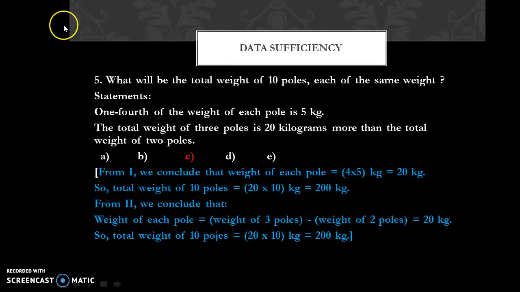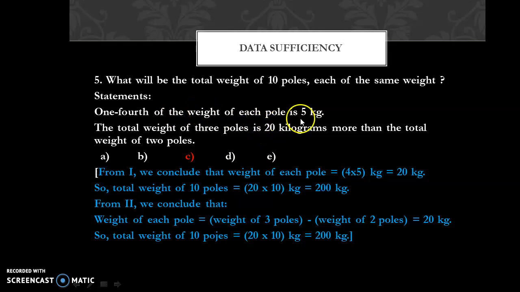The next question. What will be the total weight of 10 poles, each of the same weight? Two statements are given. First statement: 1/4 of the weight of each pole is 5 kg. Second statement: total weight of 3 poles is 20 kilograms more than the total weight of 2 poles. So from the first statement, can you find out the weight? Check it out.